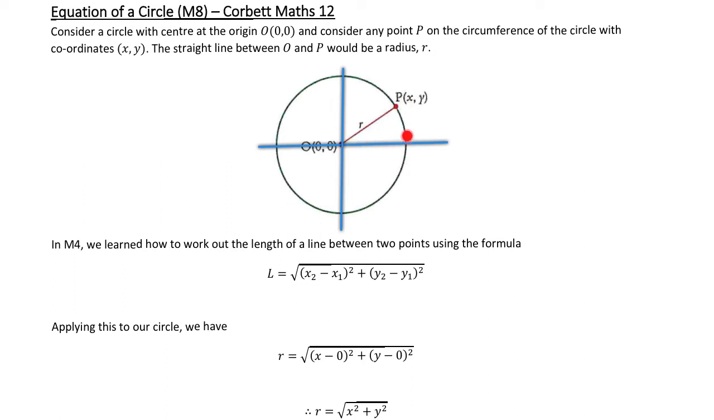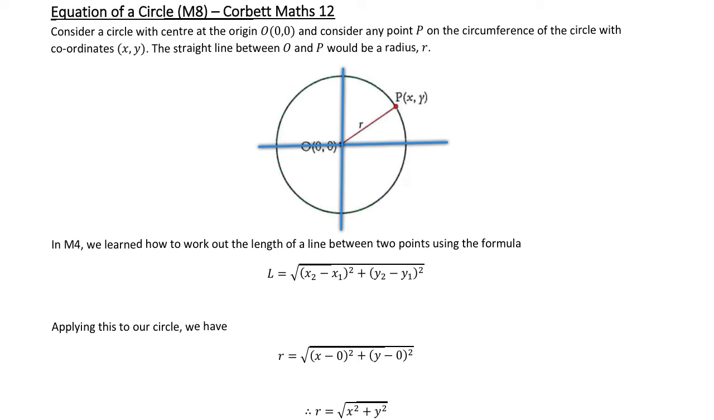In this quarter of the circle, all the points x and y are positive. In this portion, the x is positive but the y is negative. Here they're both negative, and in this part x is the only one that is negative.